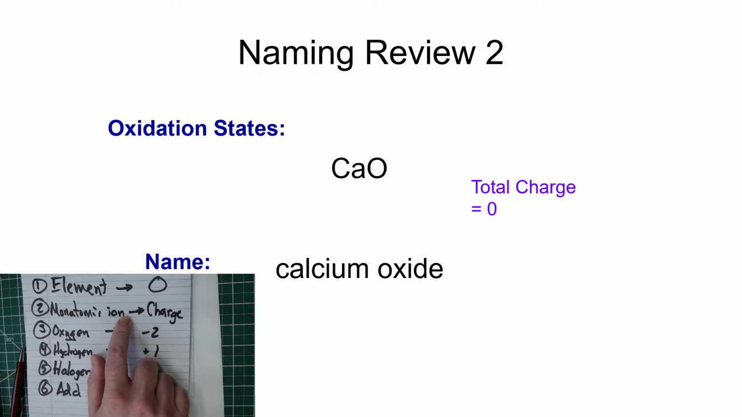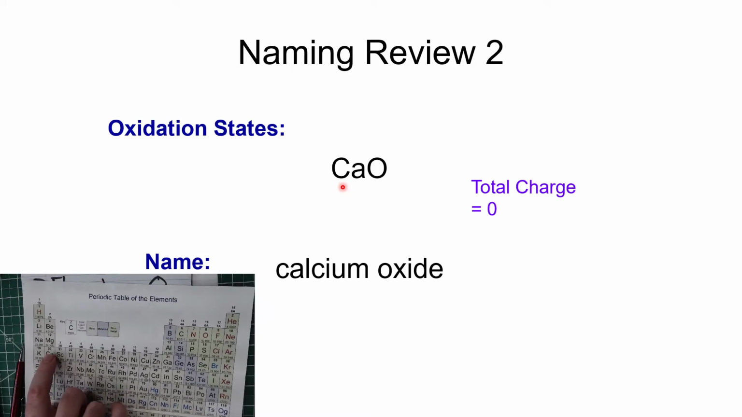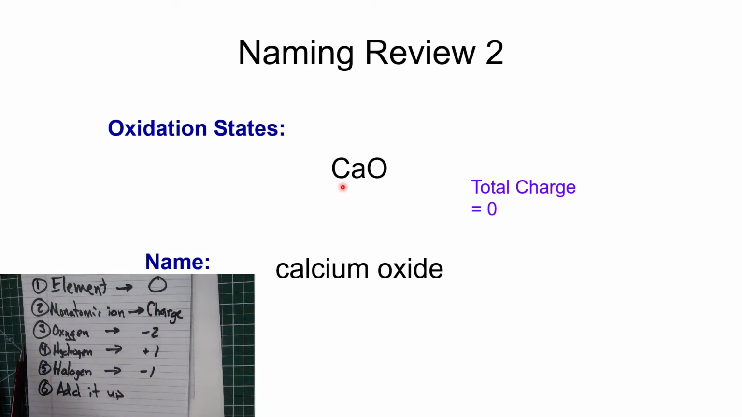In fact, there's 2 monatomic ions, and we know the charge to both of them. But we will do calcium first because calcium is in group 2, and we know calcium is always plus 2. So we're going to put a positive 2 over that calcium. Now, the next step is to take that 2 and multiply it by the number of calcium atoms. In this case, there's only 1, so positive 2 times 1 is positive 2.